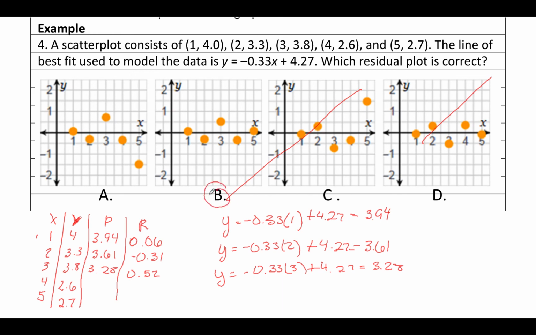We can continue our table. If I were to input the values, I get 2.95, which would give me a negative 0.35. We'll just make sure that matches. Yep. And then we'll put in 2.62 for this one, and we'll get 0.08, which looks like that's 0.08. So B is the correct answer.